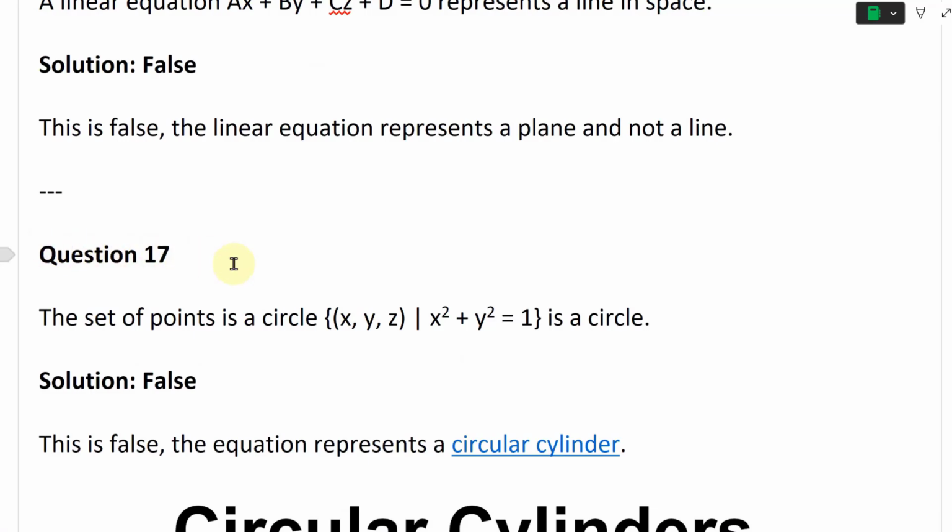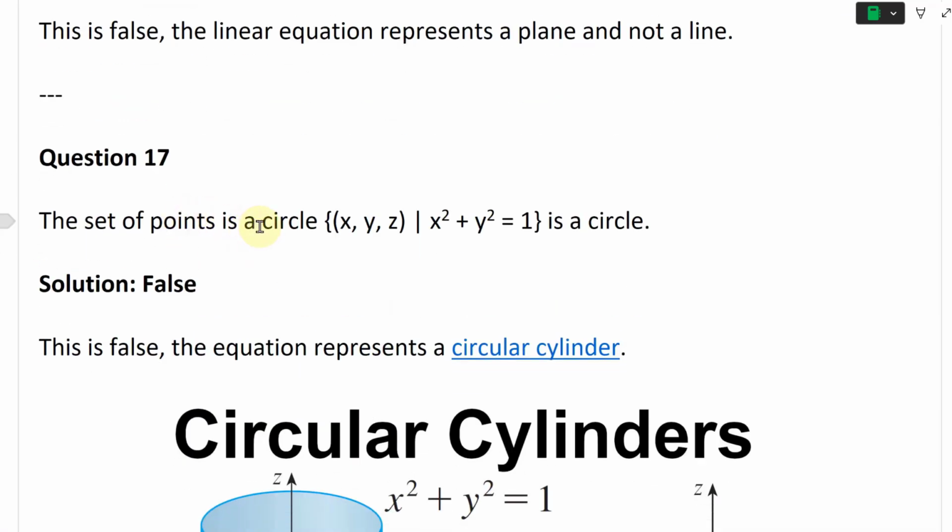Question 17 states: the set of points (x, y, z) satisfying x squared plus y squared equals 1 is a circle. In other words, in three dimensions, x squared plus y squared equals 1 is a circle. This is actually false, because there's a z component that is assumed, since this is in 3D.